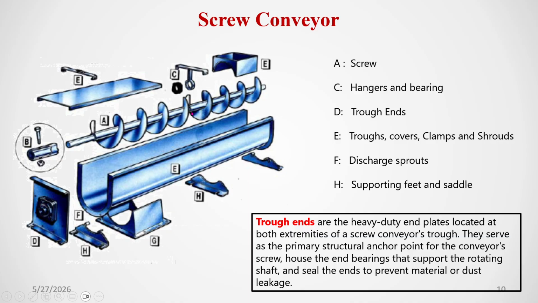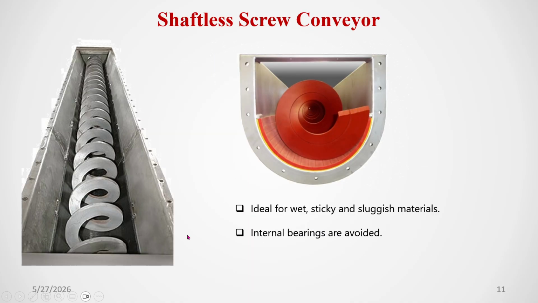In between also bearings are there so that the rod will not hang or bow. So here one bearing is there, on that side another bearing is there, and in between you can also provide them. And H is your discharge. F is your discharge spout. From here the material falls down. And the supporting feet saddle is where the screw conveyor will be mounted. So this is the screw conveyor.